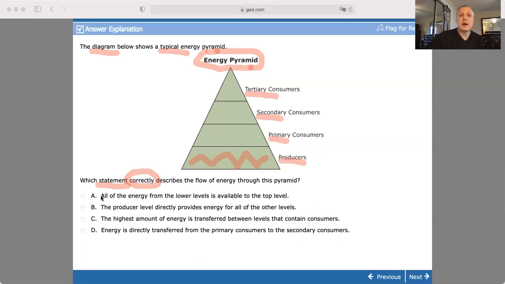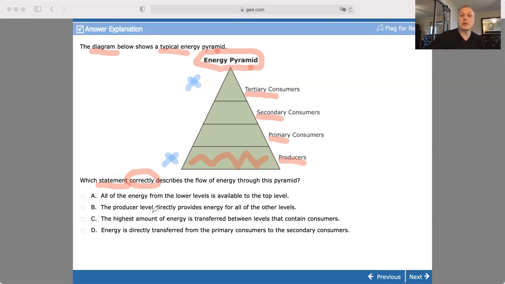So A says all of the energy from the lower levels is available to the other levels. Maybe, but let's say that somebody is right here in the producers. How can tertiary consumers actually gain from the producers immediately, right? There's a couple of layers in between here, secondary and primary, that are not allowing them. So it's almost like you saying, I want to go from the first floor to the fourth floor immediately. No. So that's why I'm not going to go with A.